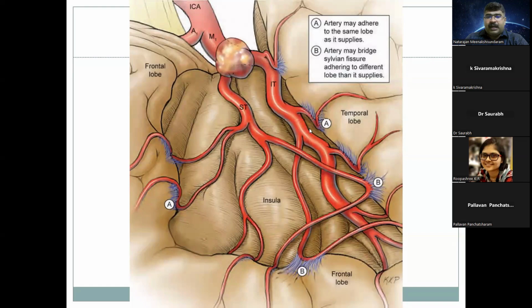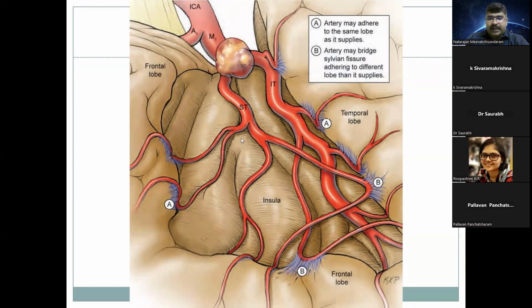So this is how the vessels will be attached to the frontal and the temporal lobe. Always remember, they can have adhesions. The vessels we need to dissect along these adhesions. The vessels can have adhesions to the same lobe that it supplies.